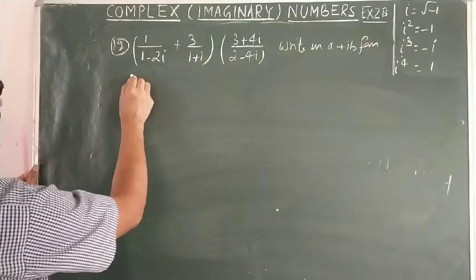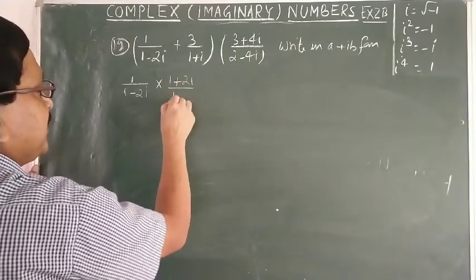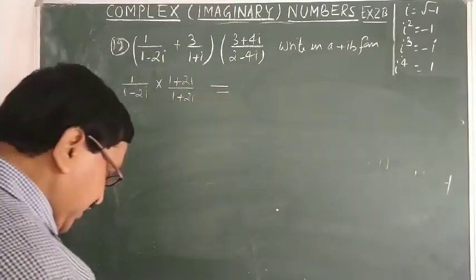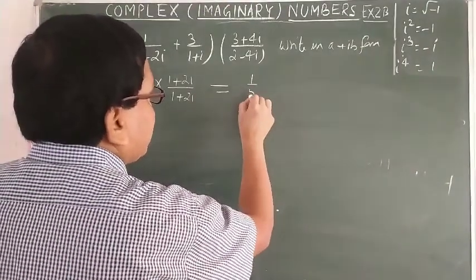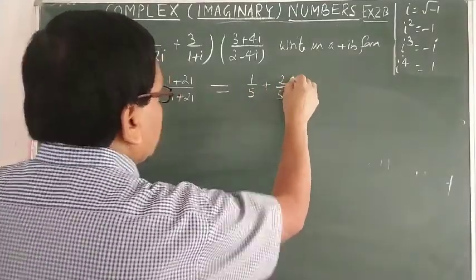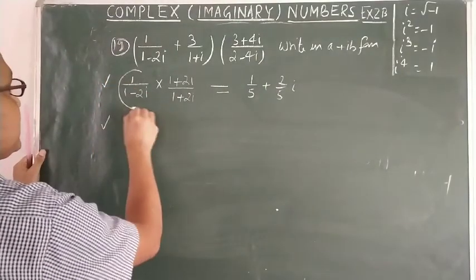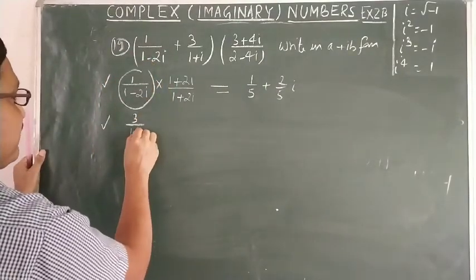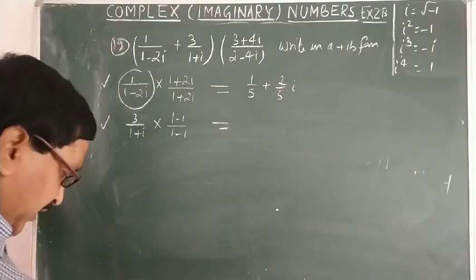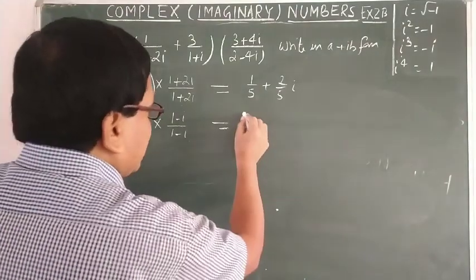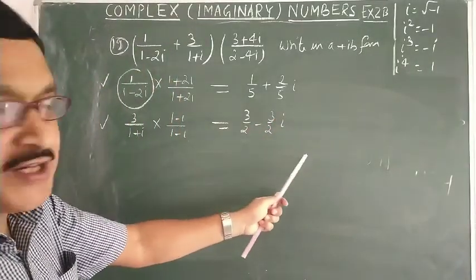So first of all, start from this 1 by 1 minus 2i. Rationalize with 1 plus 2i, 1 plus 2i, and you see it is finally 1 by 5 plus 2 by 5i. This is a plus ib form for the first part. Now the second part, 3 by 1 plus i. Rationalize this with 1 minus i, 1 minus i. Similarly, you can see that this is 3 by 2 minus 3 by 2i. So the second part is also expressed in a plus ib form.